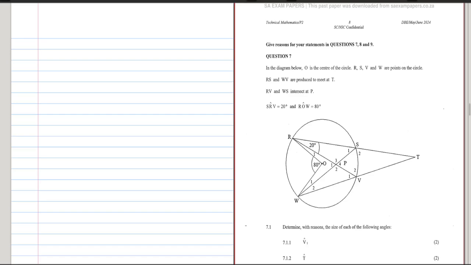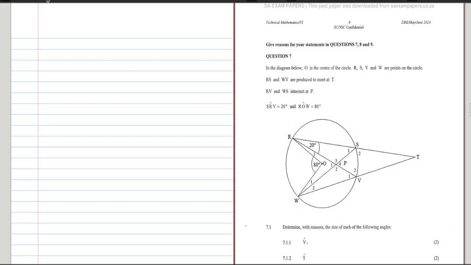All right, now this question says: in the diagram below, O is the center of the circle. R, S, V, and W are points on the circle, so they lie on the circumference. RV and WV are produced to meet at T. RV and WS intersect at P. And we are given SRV as 20 degrees and ROW as 80 degrees.